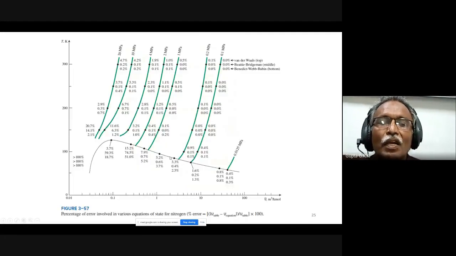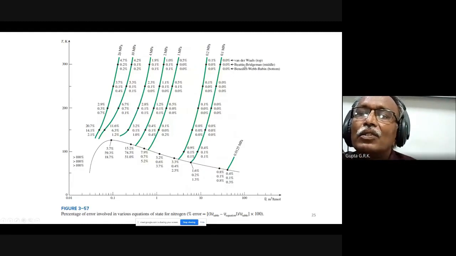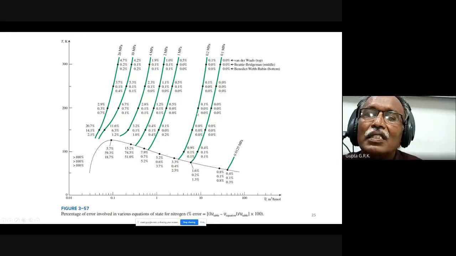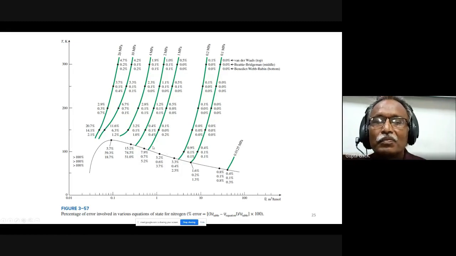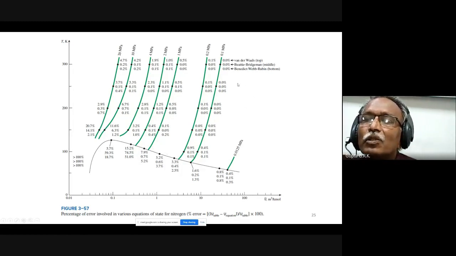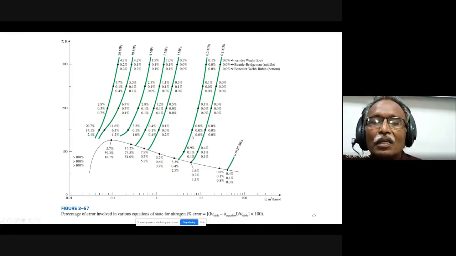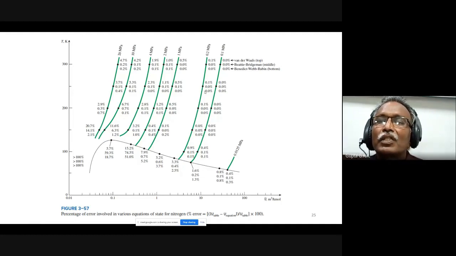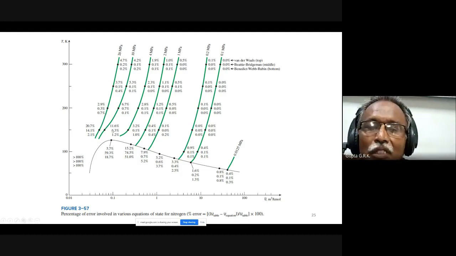Okay, this figure shows the errors using the van der Waals equation, Beattie-Bridgeman equation, and Benedict-Webb-Rubin equation in different regions. What are the errors? You can see here. If you observe, we can see that the Benedict-Webb-Rubin equation will have less error compared to the other two. The order of these three is given here. If you see everywhere, the lower one will have the smaller value. 3.7, 0.1, 0.4, 2.9, 0.3. Sorry, Beattie original.